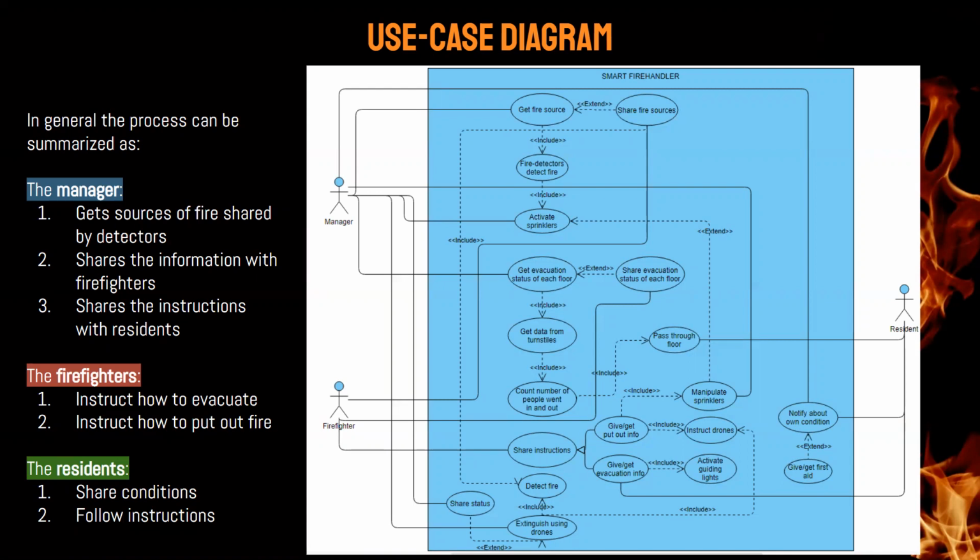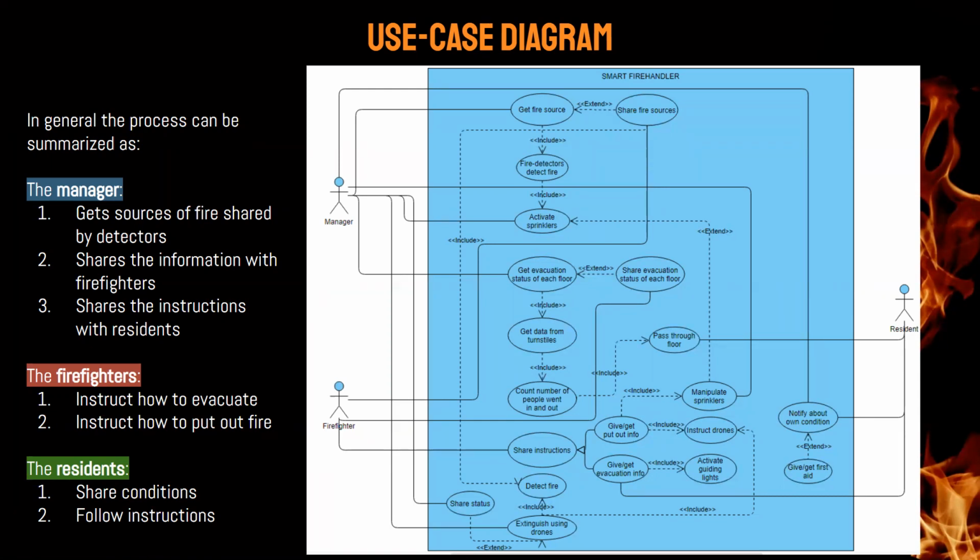There are four sources of information. First, information about the number of people recorded by turnstiles. Second, information about the fire location detected by a fire detector. Third, information about the fire status and location detected by the drones. And fourth, information from the residents about their condition. And also, there are mainly four categories of instructions: instruction to put out fire, instructions for setting guiding lights, instructions on drone guidance, and instructions on sprinkler manipulations.